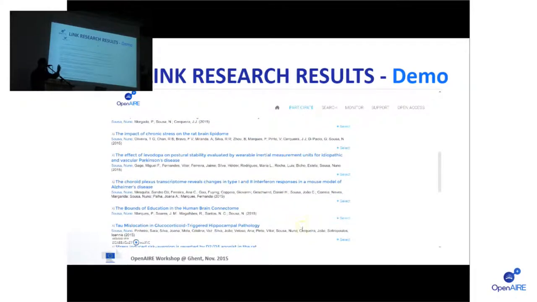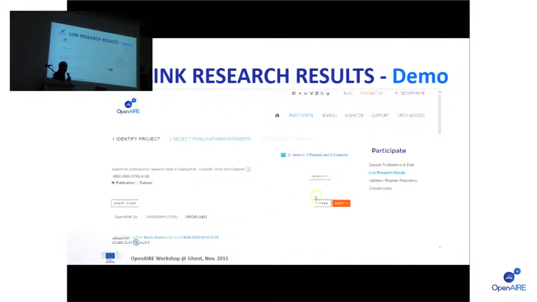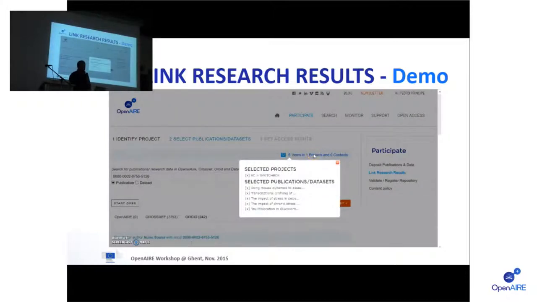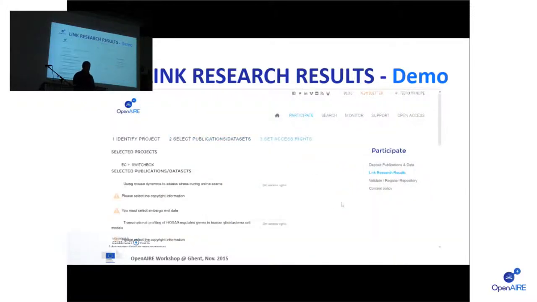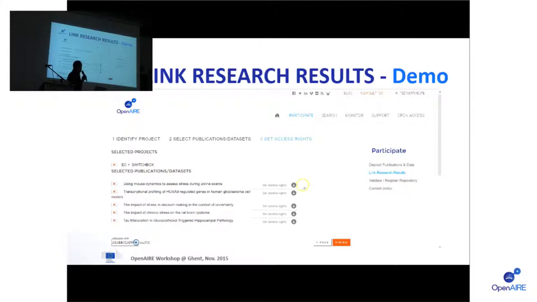So it's very easy: you select the publications, and the last step is to identify the access rights of these publications, saying if the publication is open access, closed access, restricted or embargoed access. So you just need to set the access rights here.